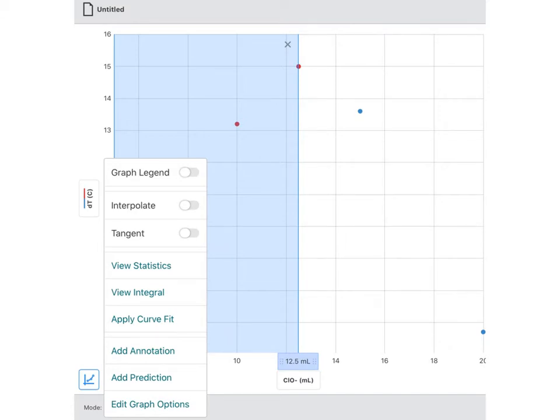Now once you've generated a line of best fit for those first three data points, I want you to do the same thing for the last three data points. All you need to do is click, hold, and drag over so that these three data points are highlighted, and once again hit this icon on the bottom left and choose apply curve fit, hit linear, and it'll pop out another line for the blue set, or set 2.